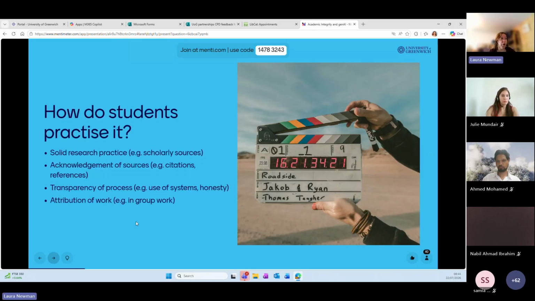So how do they practice this? Obviously we would say they practice this through good research practice. So finding good scholarly sources, so journal articles, for example, like Melissa talked about yesterday. Acknowledging those sources. I know some people have said that in the word cloud. So making sure they have citations and references there as that acknowledgement of where the information is coming from. That they are showing transparency there. Again, that came up a lot. So being honest about what they're using and where things are coming from, and giving that attribution of work as well. So not just to professional sources, but also, for example, in group work, right? And not taking credit for work that another student has done, for example.